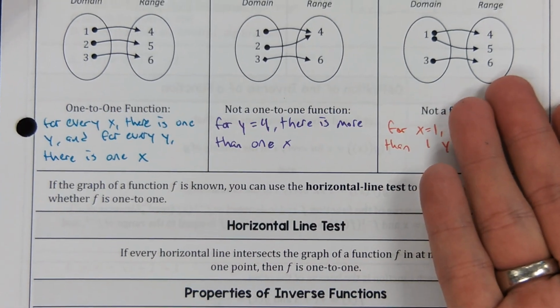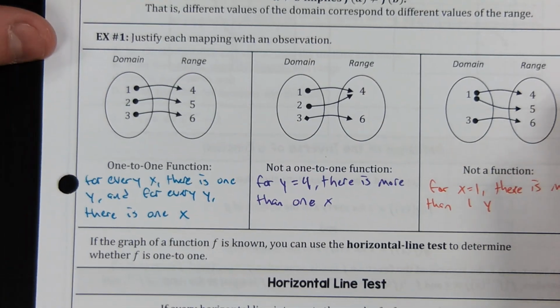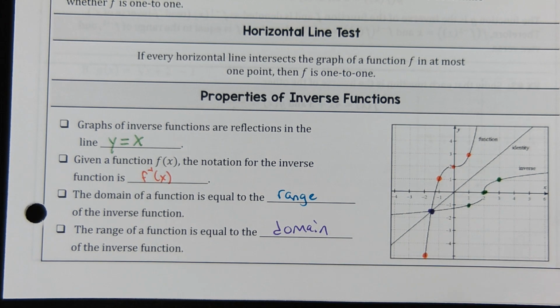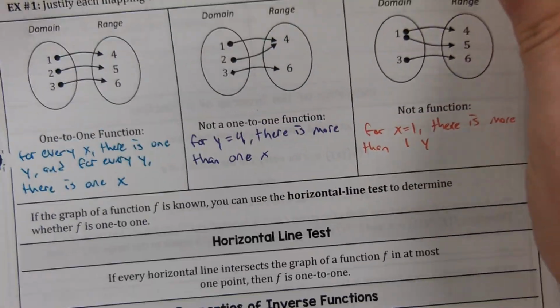Questions so far about how to recognize if a mapping is a function or one-to-one, or just these basic ideas with the horizontal line test? None of that's new, right? Okay, great. Awesome.